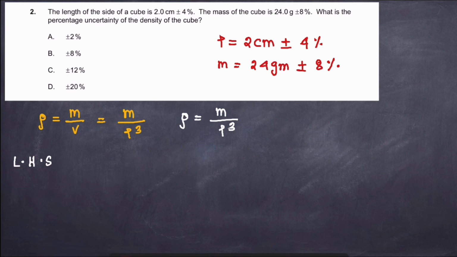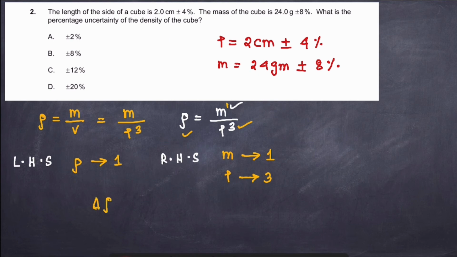On the left hand side of the equation we have rho. What is the power of rho? It is 1. On the right hand side of the equation we have m and L. The power of m is 1 and the power of L is 3. So by the theory of errors, I can equate the left hand side of the equation to the right hand side of the equation.